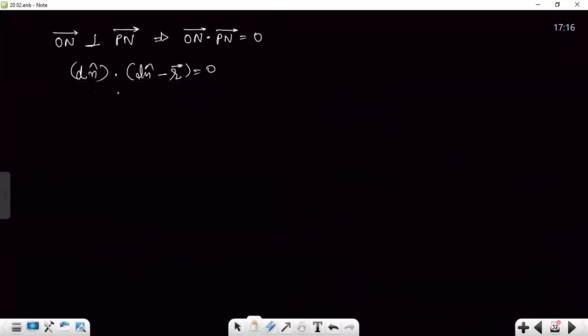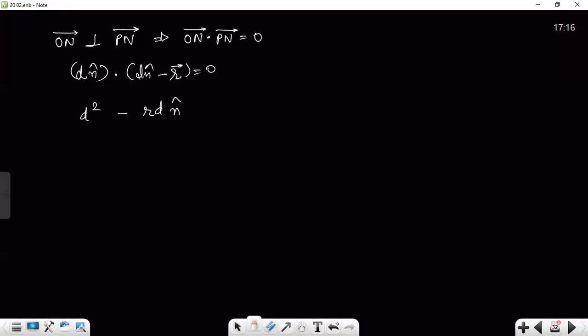Now, let's do the dot product. So the dot product of a vector with itself is its magnitude squared, because the angle between the same vector is 0. So cos 0 is 1. And the magnitude becomes d square minus r into d n cap.